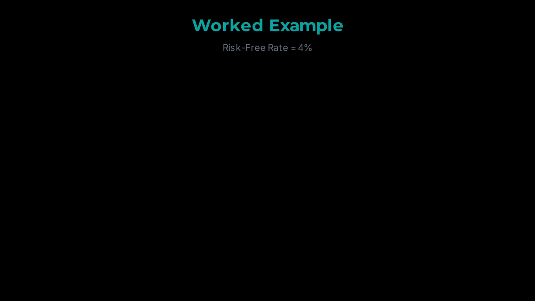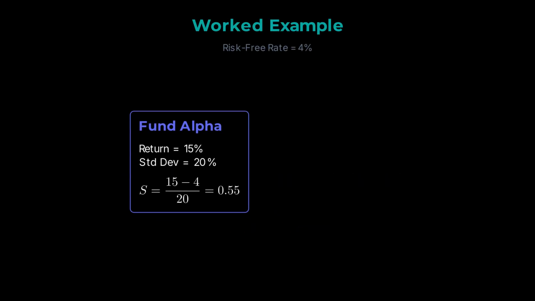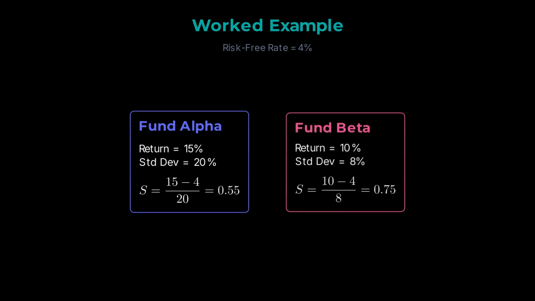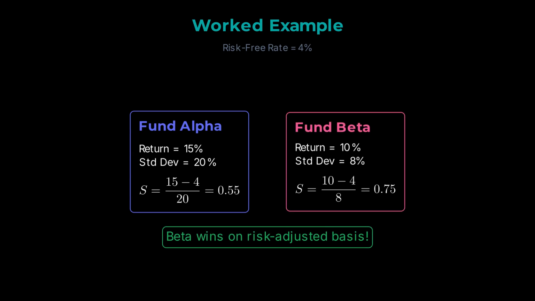Let's work through an example. Fund Alpha returned 15%. The risk-free rate is 4%. Its standard deviation was 20%. That gives us 15 minus 4 divided by 20, which equals 0.55. Now Fund Beta returned only 10%, but with a standard deviation of just 8%. That's 10 minus 4 divided by 8, which equals 0.75. Fund Beta actually delivered better risk-adjusted returns despite lower raw returns.